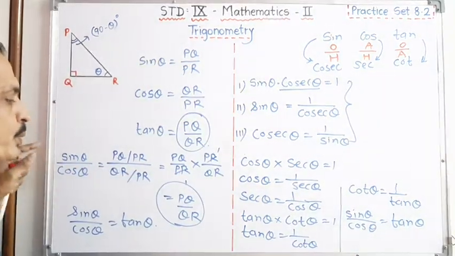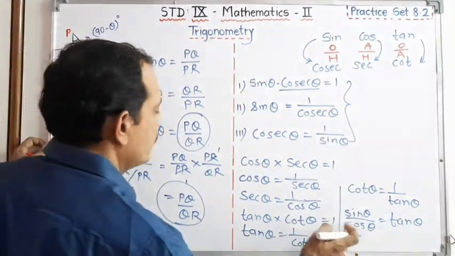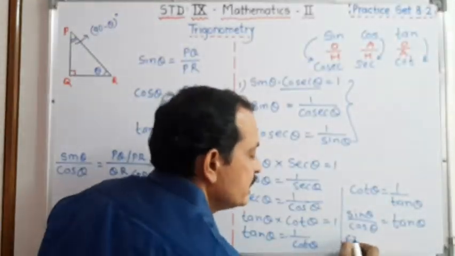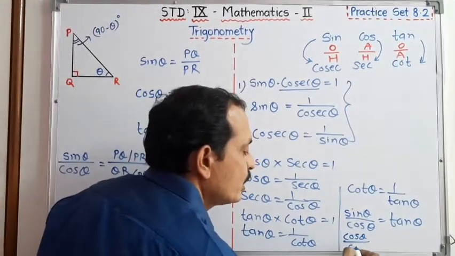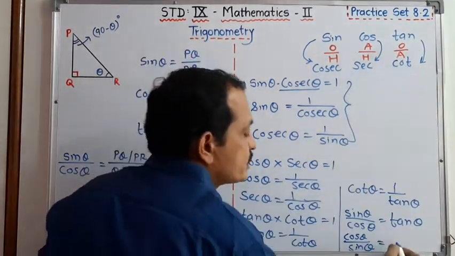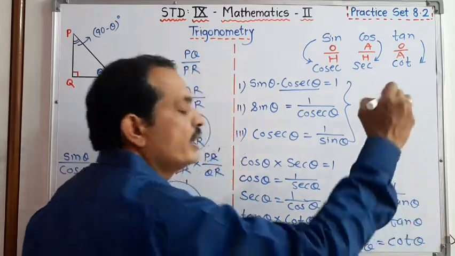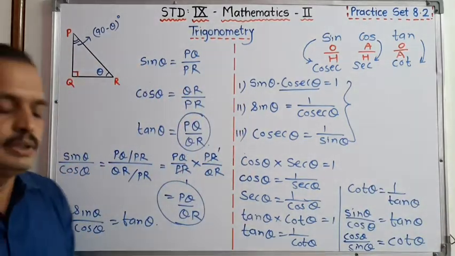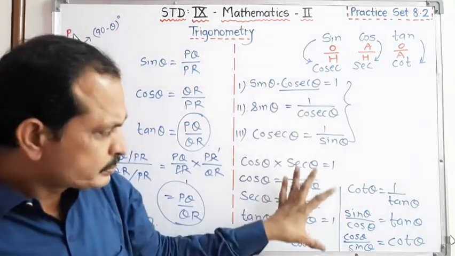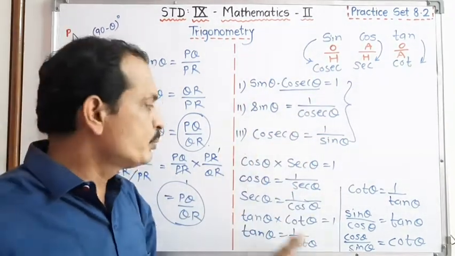Therefore, we got one more formula, that is sin theta upon cos theta is equal to tan theta. And if we make the inverse of this, it is cos theta upon sin theta, then inverse of tan, we know it is cot theta, therefore we can write here cot theta.